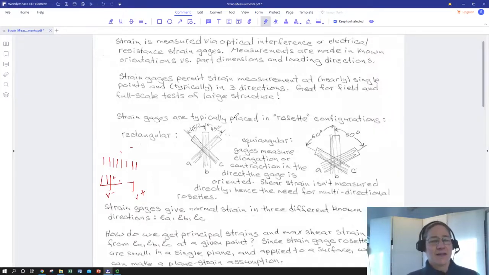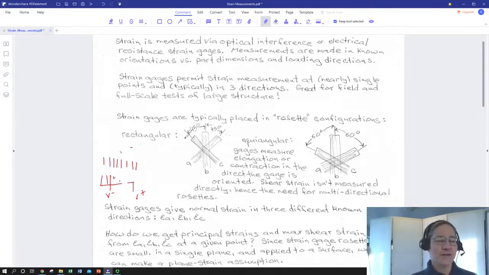Okay, so looking at strain gauges, there's two typical configurations you'll find them in, and these clusters of strain gauges oriented in different directions are called rosettes, I guess because they look like a flower.